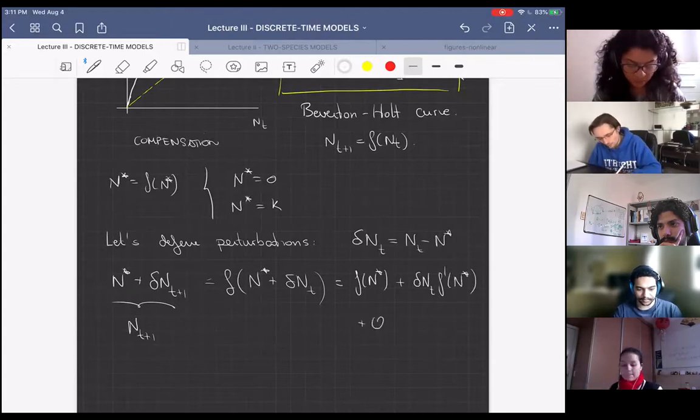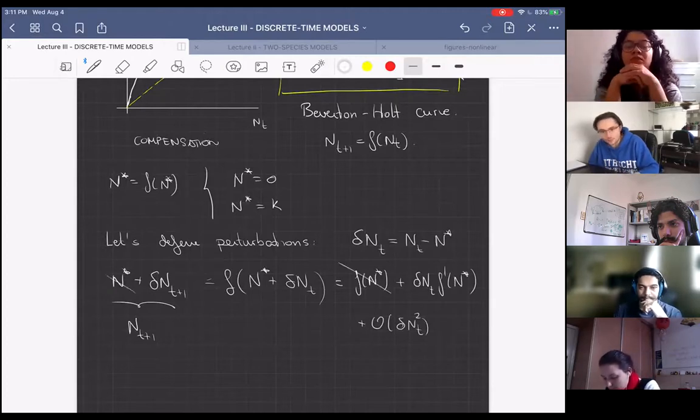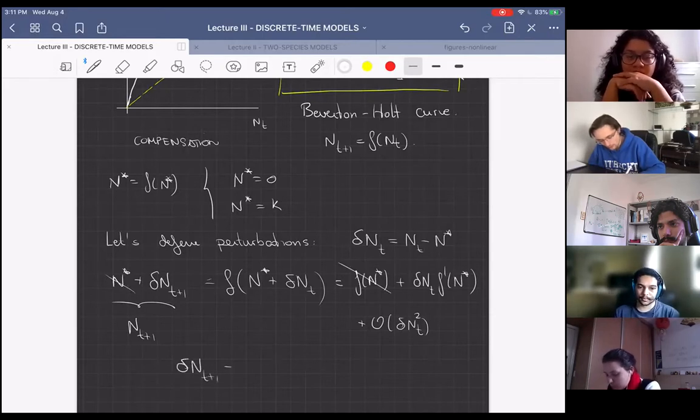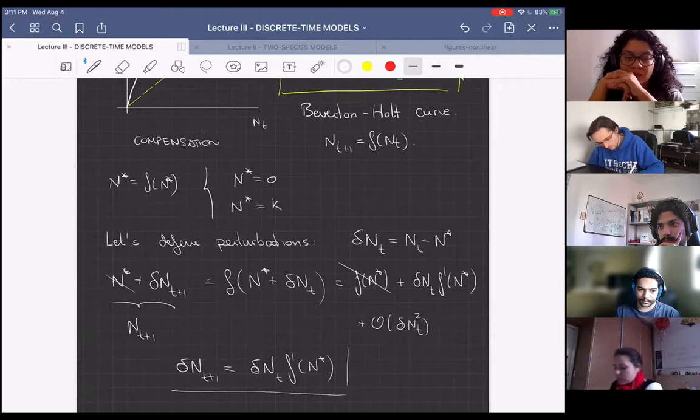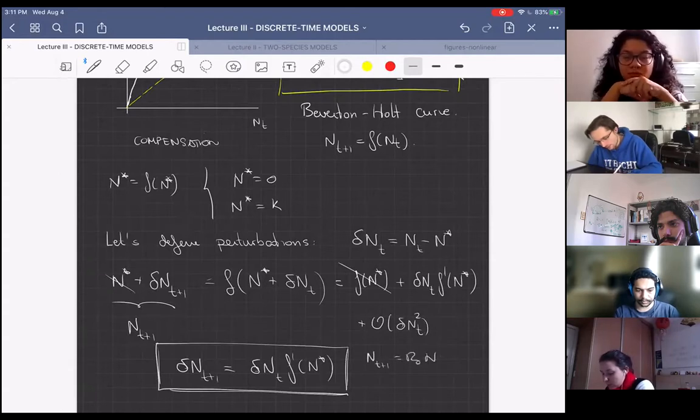Plus higher order terms in the perturbation. And basically this and this vanish, because this is now the condition for the fixed point. And basically what we get is an iterative equation for the map. This is basically the density independent map, or the density independent model we saw before, right? If I just say n_{t+1} is equal to R0 n_t, it is the same, but instead of having n_t, I have the perturbations.